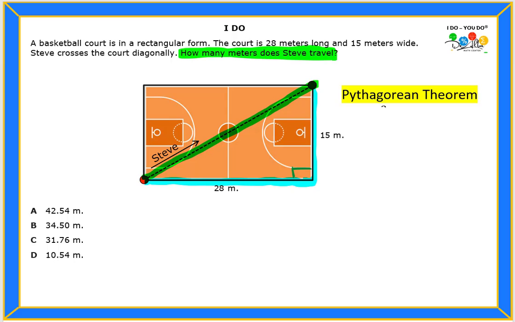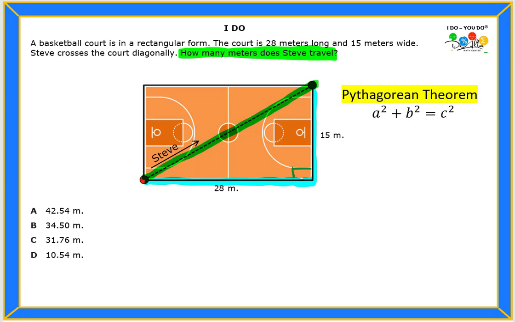Two of them are called the legs, which are the ones that I highlighted in blue, and they're called legs because they make your right angle. The longest side is my diagonal, which is the hypotenuse. The hypotenuse is always going to be the longest side of your right triangle. So this is the formula that we're going to use: A squared plus B squared equals C squared.